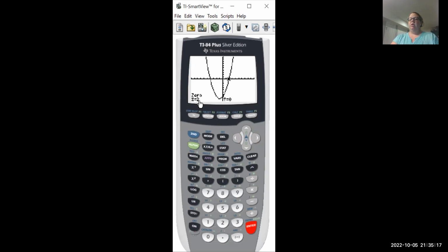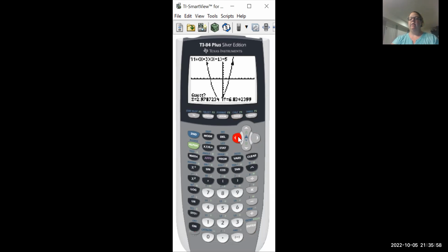So the 0 for this one is 2. You're then going to do the whole process again. Second trace number 2. You're going to do left bound on this side, right bound on this side. And this time when you get to guess, you're going to put the guess over here to get the second answer. So 2 is our first answer. We're going to hit second trace number 2 again. It says left bound, so we move our Spidey guy to the left side of the parabola, almost out of bounds. Hit enter. Now it says right bound, move him back to the right side of the parabola. Again, almost out of bounds.